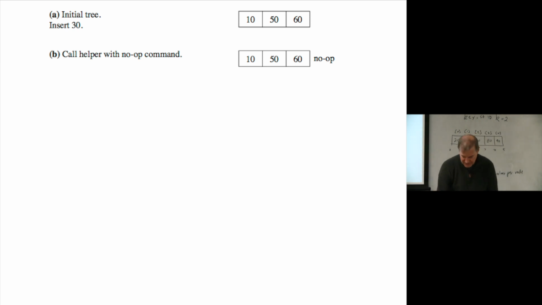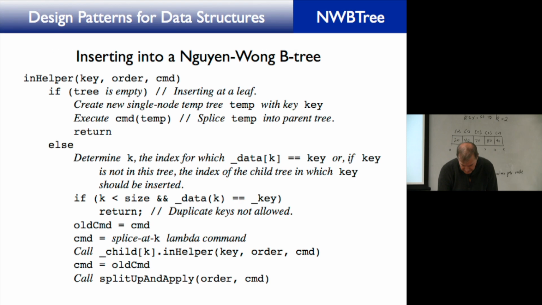And now what does it say? So we determine the K. Now, if K is less than size and data, does data equal the key? No. So what happens? Old command gets what? The no-op. And the new command gets what? Splice at 1, because K is 1. Does everybody see that? Splice at 1. And now what do we call?